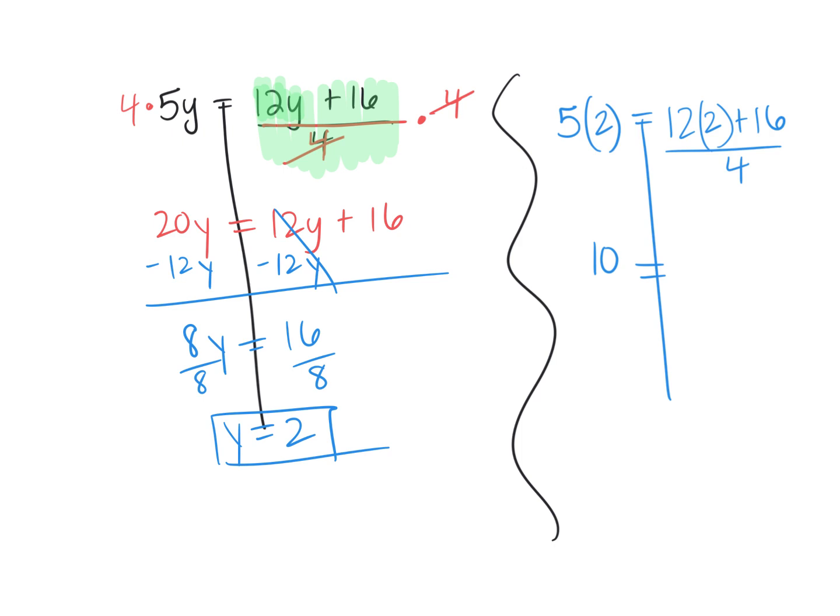On the second side, I'm going to do on the top, 12 times 2 is 24. Plus 16, and then divided by 4. So if I do 24 plus 16, I get 40. And then 40 over 4 is 10. So I got 10 and 10 on both sides. So I know my solution is correct.